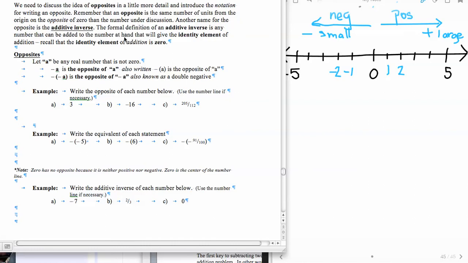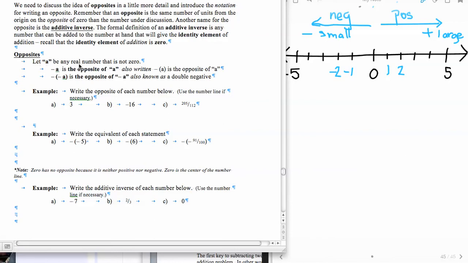An additive inverse is exactly the same thing as an opposite. It's just defined in a way that gives us a little indication of an identity element. So an additive inverse is a number that is added to the number at hand so that it gives us the identity element of addition, which is 0. And opposites and additive inverses are exactly the same. So an opposite, in terms of notation, we're going to represent that with this negative sign.